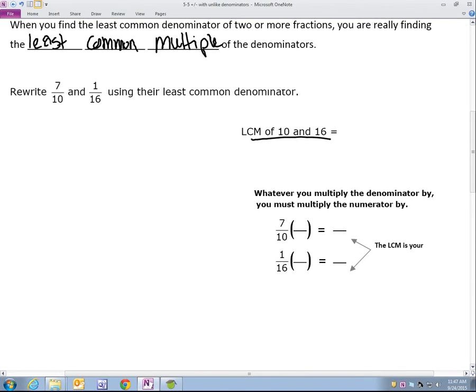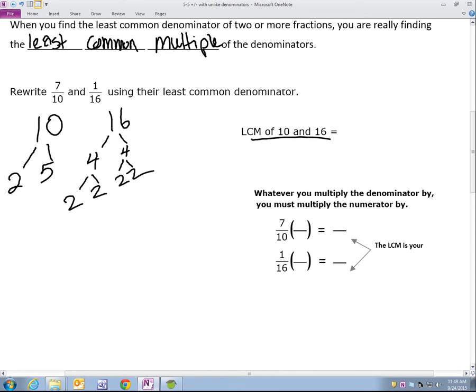And I'm going to do the prime factorization method because that's the one that the least amount of people used on the test. So I want to remind you how to do that. We have 10. We have 16. 4, 4, 2, 2, 2, 2. 10 is just 2 and 5. So with the prime factorization, I'm going to say this is the list of them. I have 2, I have 5.